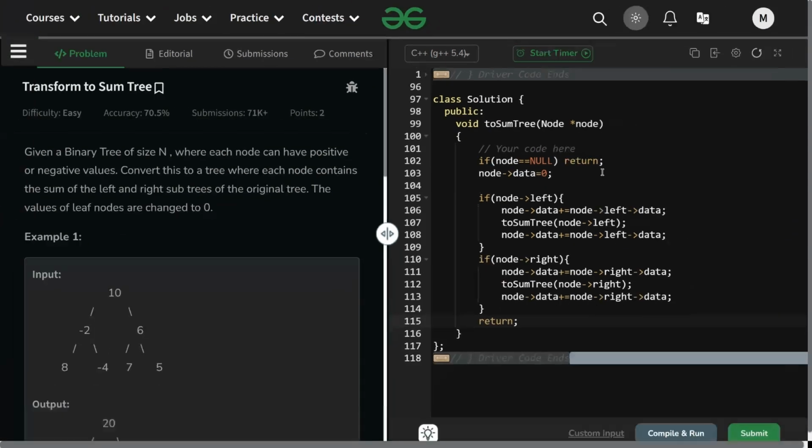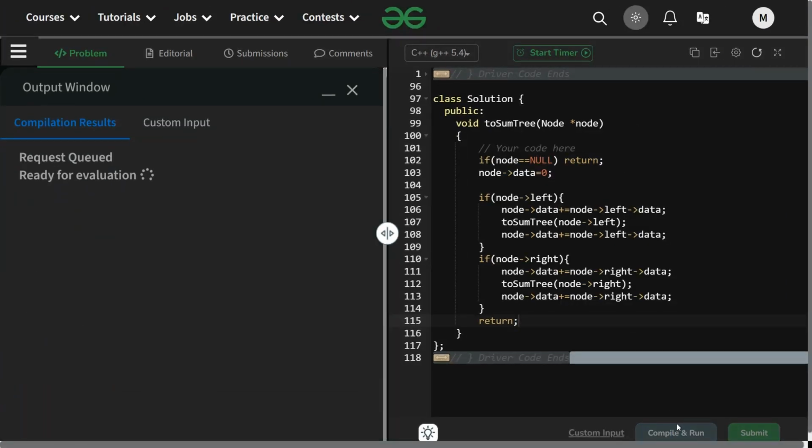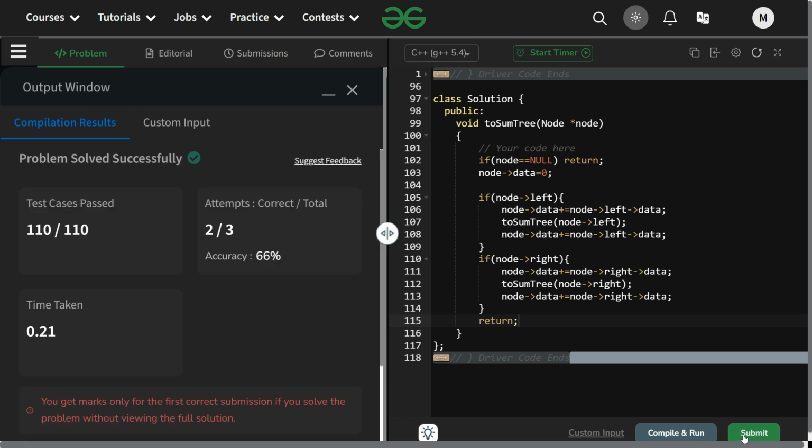Let us try to compile and run it. Hope it should work fine. Should not give any error, I guess. I don't think I made any. Okay, it is running fine. Let us try to do it on the submit test cases as well. Okay, it is running fine, and hope you liked it.